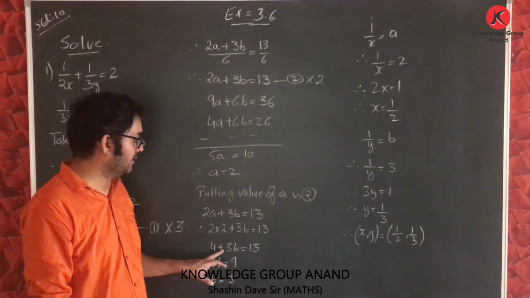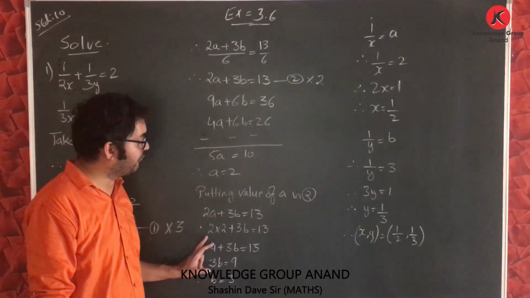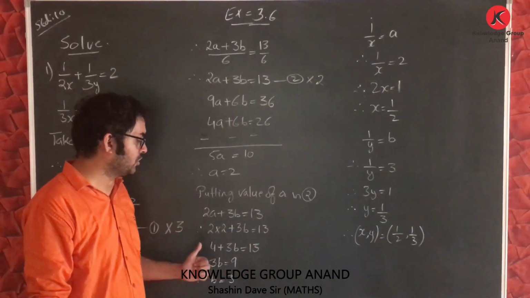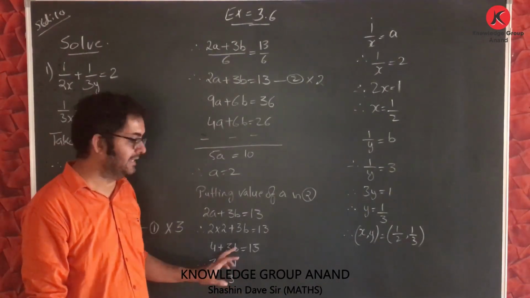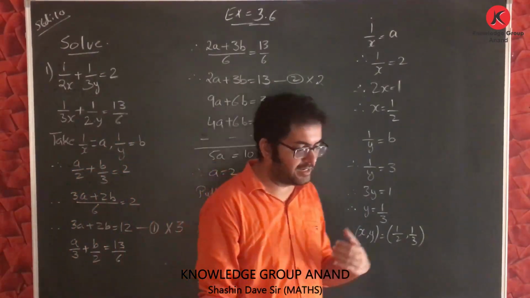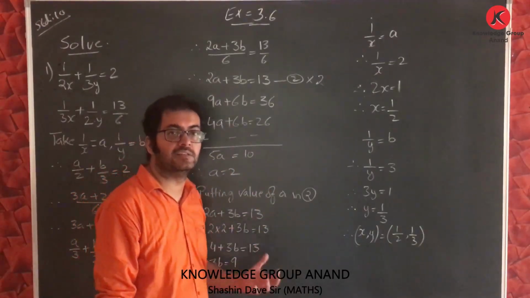2 2s are 4 plus 3b is equal to 13. Now if I take 4 on the other side, plus 4 becomes minus 4. So in short I have value of 3b as 9. So b will be equal to 9 by 3, that is value of b is 3. So we have values of a and b. Value of a is 2, value of b is 3.